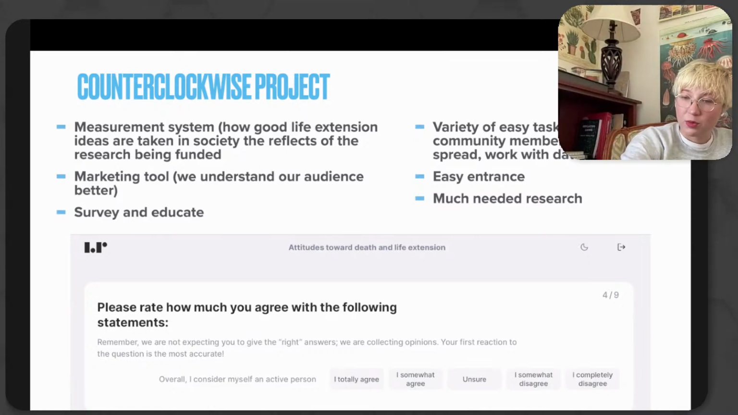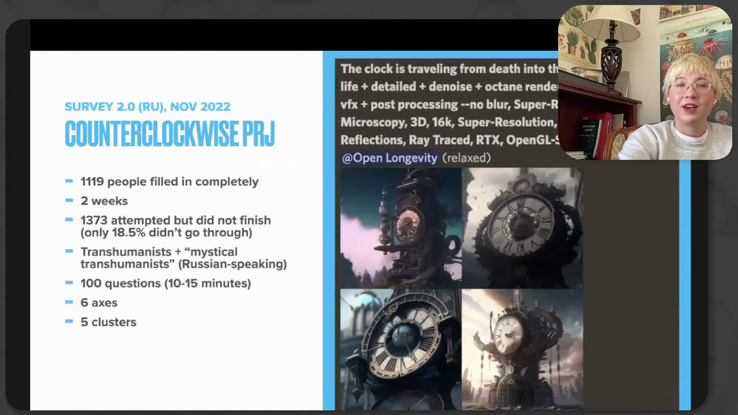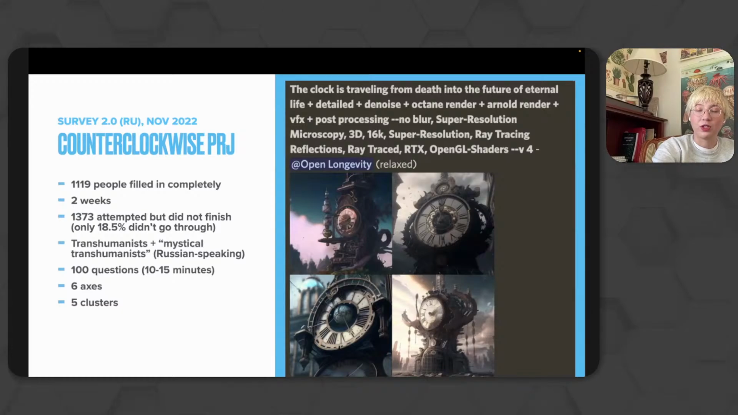So we translated our questionnaire into English. I will present you the link later, but we tested it in the Russian-speaking community first. And this is how it went. In November, for 2 weeks, we ran it with more than 1,000 people, which was statistically enough to apply some cluster analysis tools there.